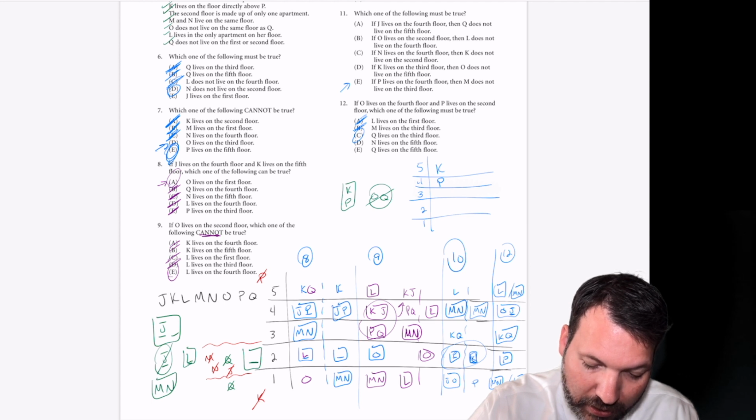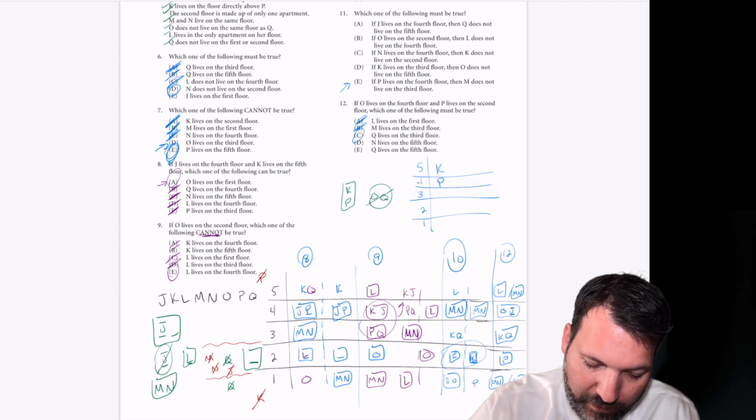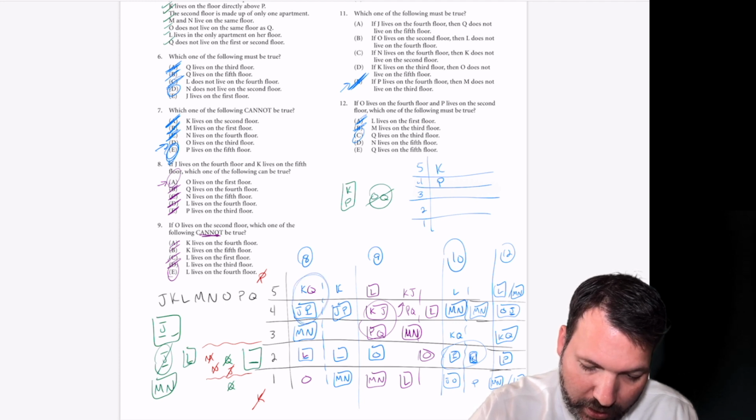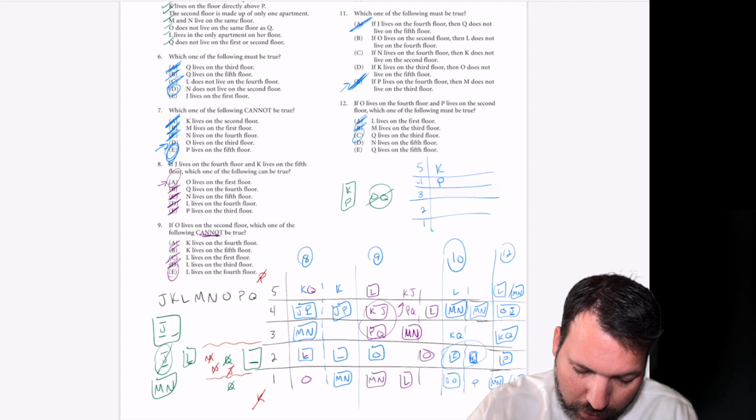Then M does not live on the 3rd floor? Well, no, actually we saw that on number 8, right? P was on the 5th floor, M was on the 3rd floor, so it's not that one. If J is on the 4th floor, Q does not live on the 5th floor? No, we saw that here. That was a possibility, that Q was on the 5th floor. If O lives on the 2nd floor, okay, we've had that a few times. L does not live on the 4th floor? No, that looked possible.